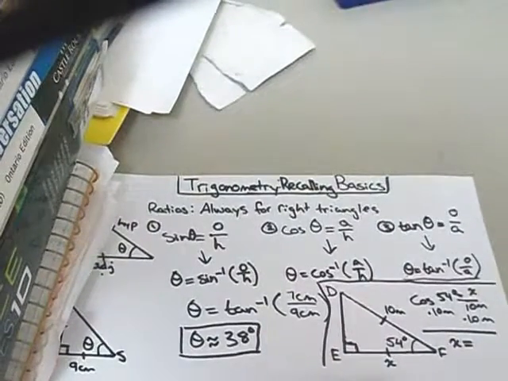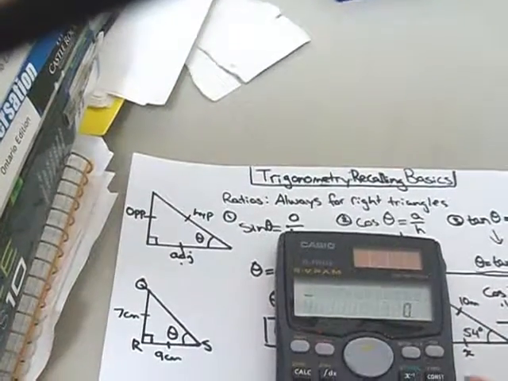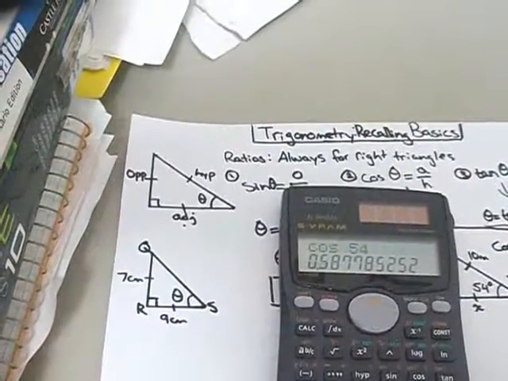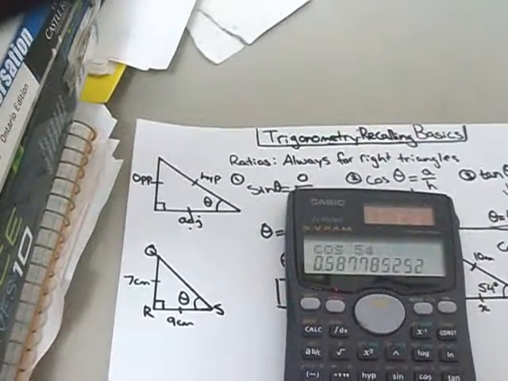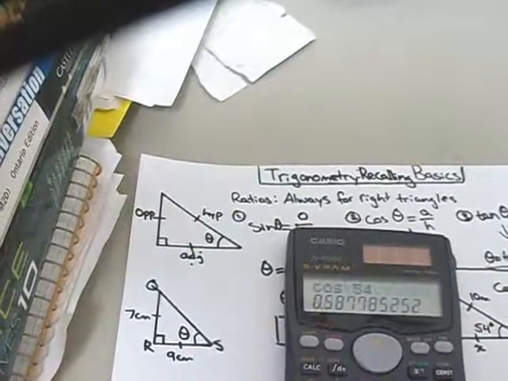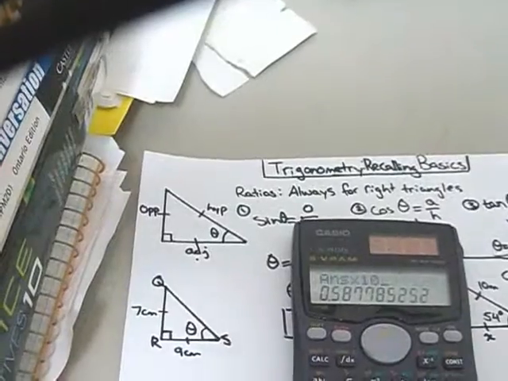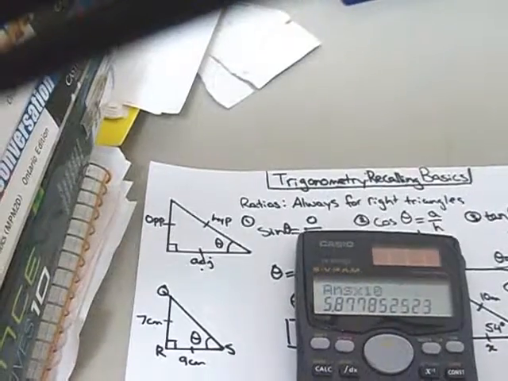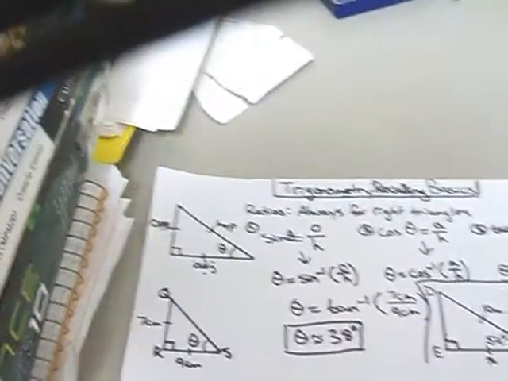let me substitute it in my calculator. So this time I have cosine of 54. That equals a value of 0.58778, etc. And I'm multiplying it by 10 meters to isolate for x, times 10, and that will give me 5.87785, or approximately 5.9. So therefore x equals approximately 5.9 meters.